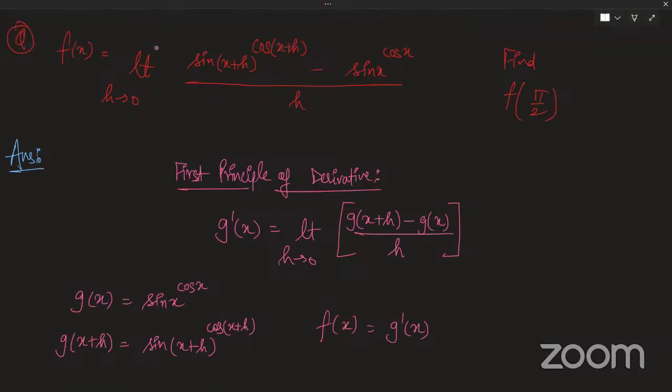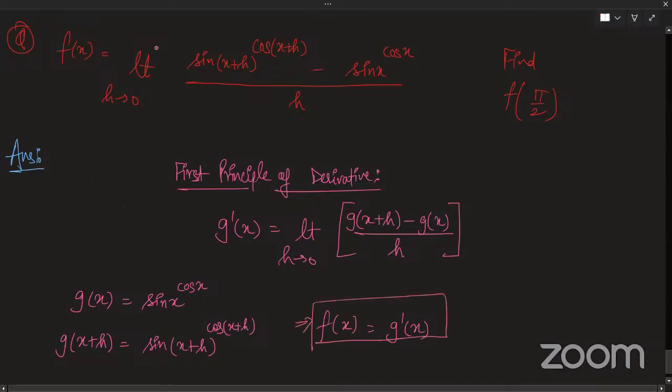Anyone has any doubt why f of x is equal to g dash x? See, I am telling you that g of x is sin x raised to cos x. It is sin x raised to cos x. Everyone, any doubts?